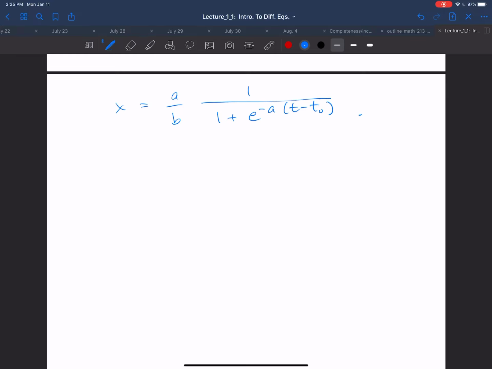This is called, well, the equation that we've solved, the differential equation that we've just solved is called the logistic equation. Differential equation, or diff-EQ.